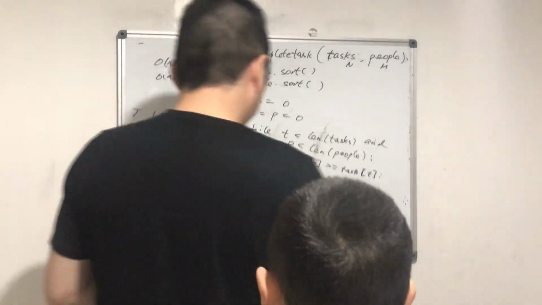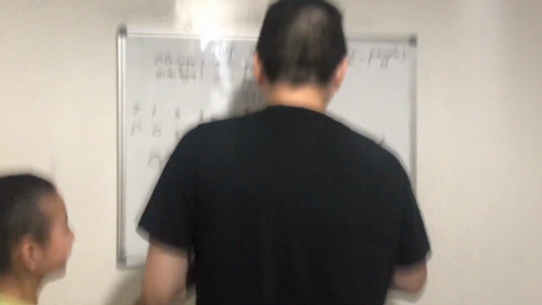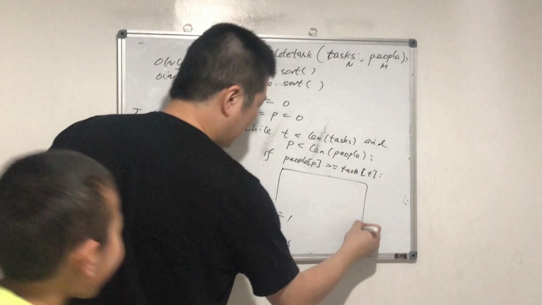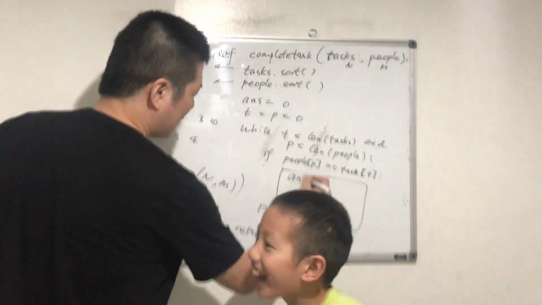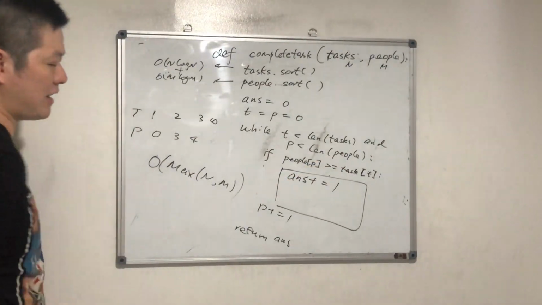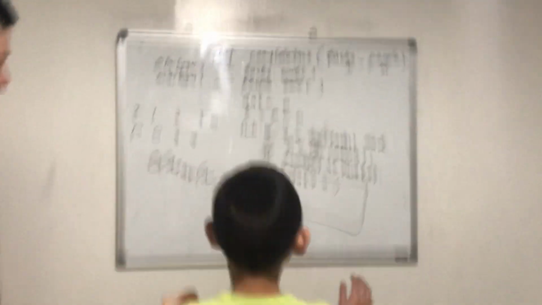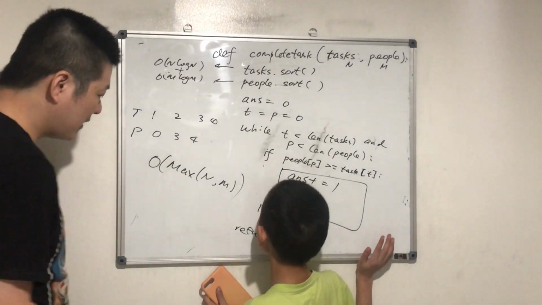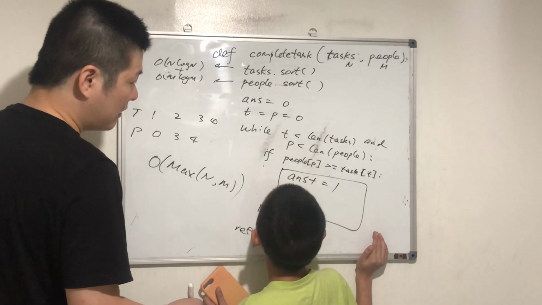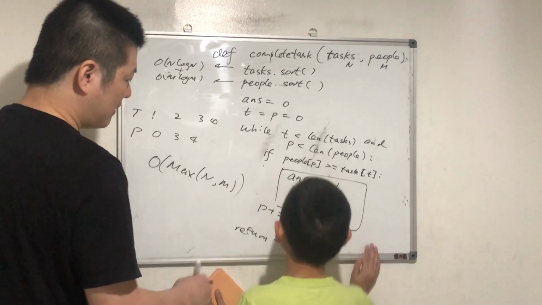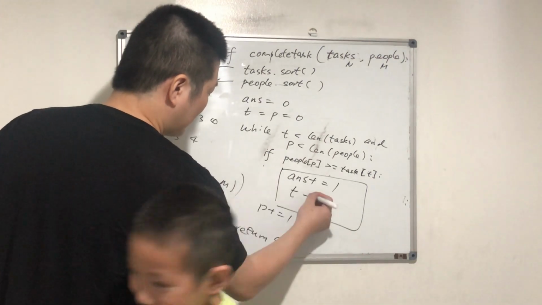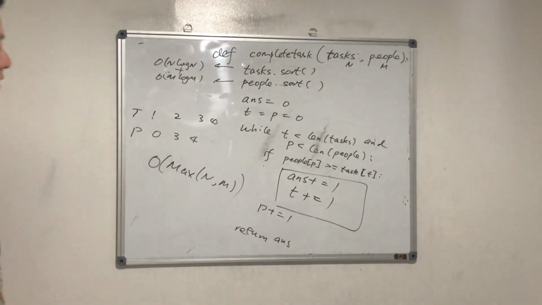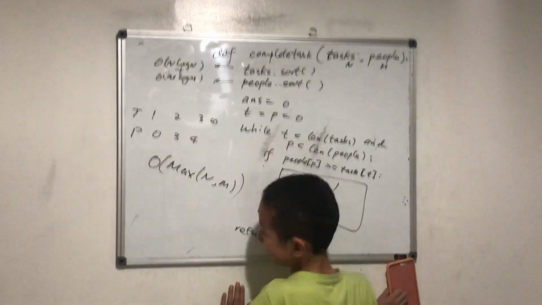So now, if answer is 1, yes, because the person can handle this task. And then what should we do now? T plus equals 1. Well done.